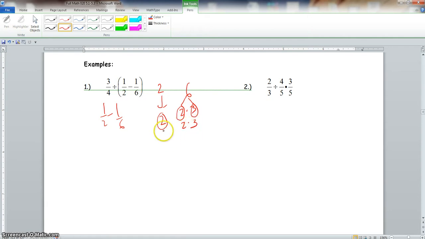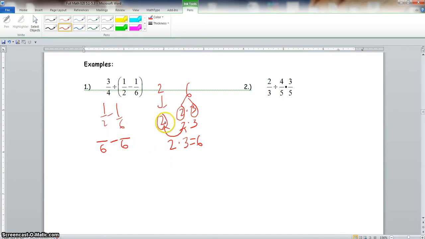So now this is what we do. The numbers that match, we count once. So we have 2, and we have a 3 left over. So 2 times 3 is 6. That would be our common denominator. So this 2 would become 6, and this 6 will remain 6.